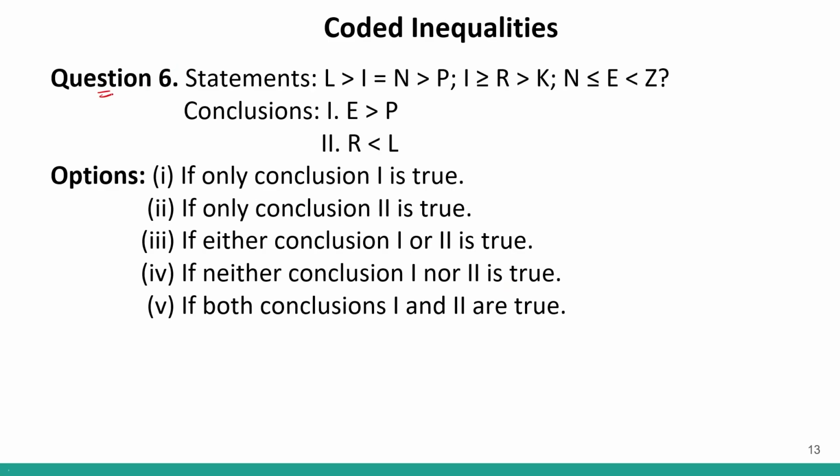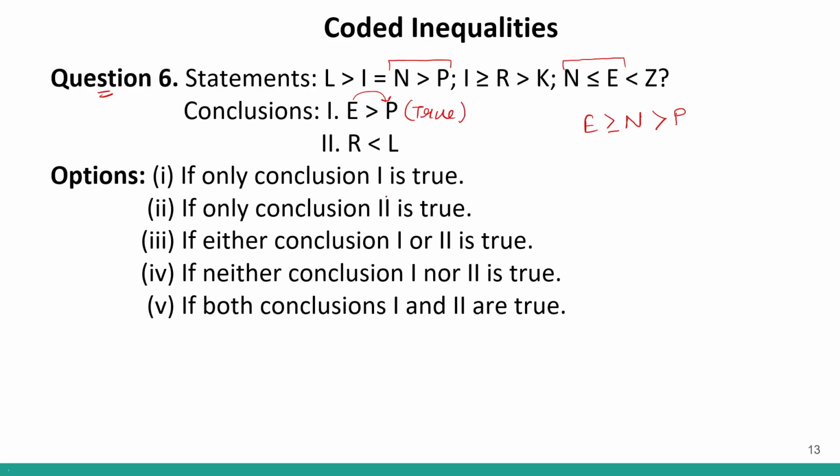Moving on to question number 6. Question number 6, again, the statement is given to us, and we have to find out the conclusion. Now, E is greater than P. That means we have to move from E to P. So over here, I can see the relationship between E and N, and between N and P. So E is greater than or equal to N, and N is greater than P. Correct? So based on this much information, I can conclude that E is greater than P. So this will become true.